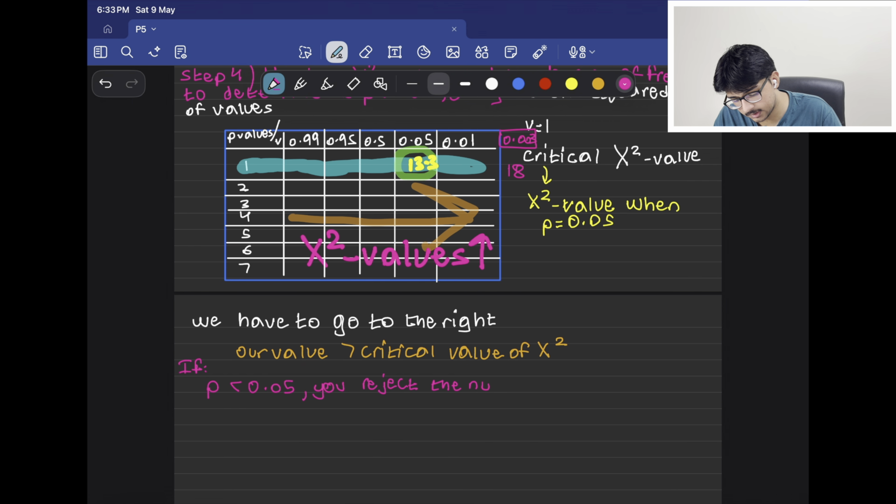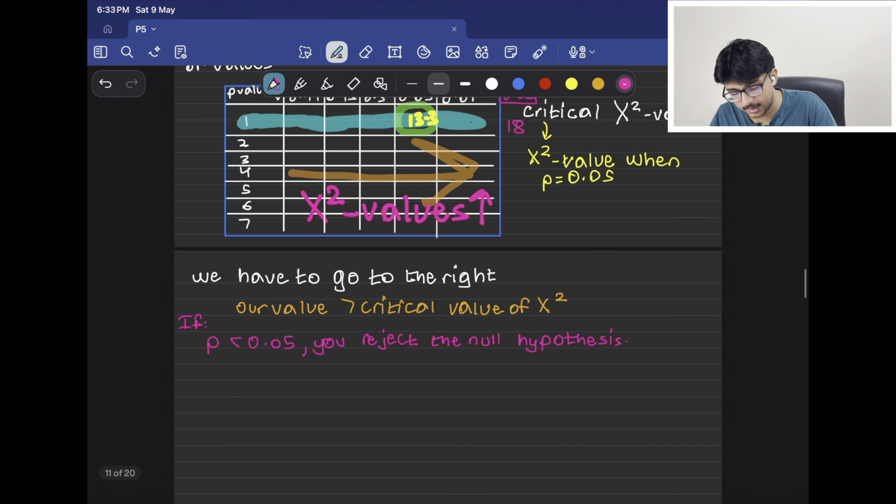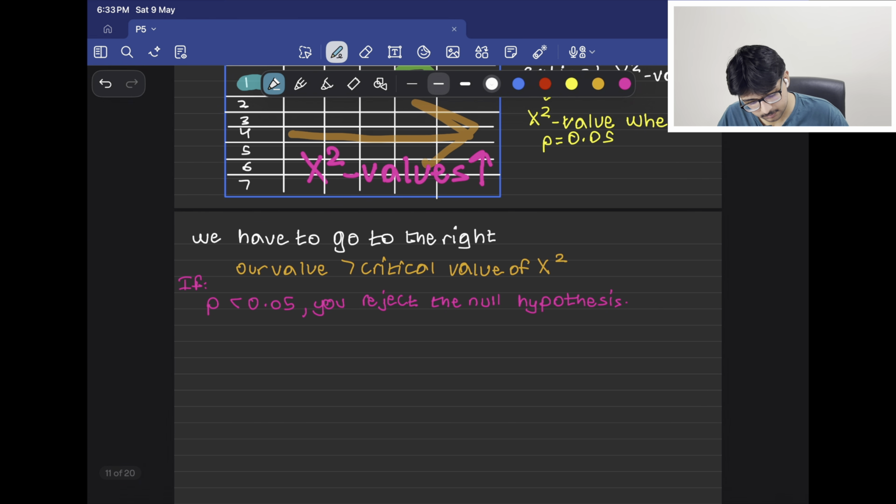What was the null hypothesis? It was that there is no significant difference between the observed and expected values. So you reject it by saying that no, there is a significant difference between the observed and expected values.